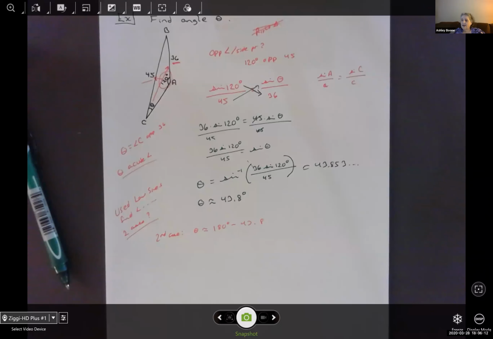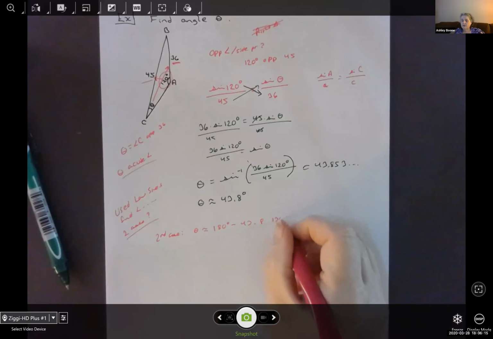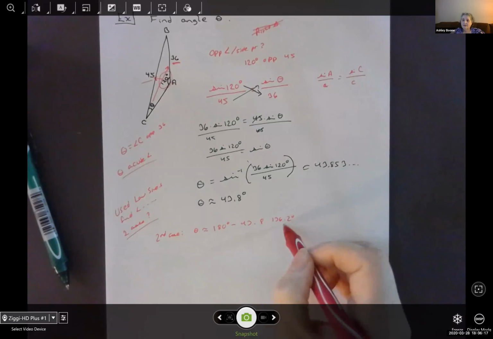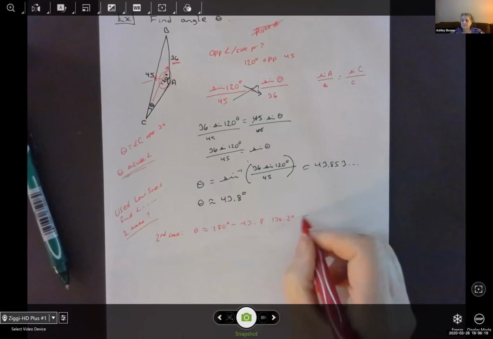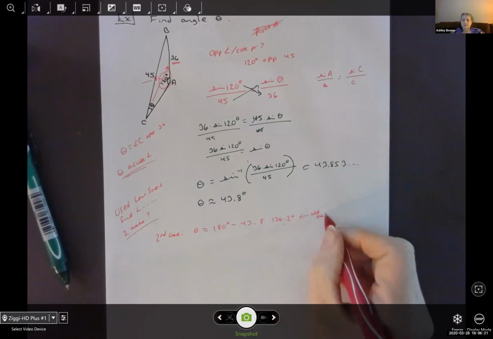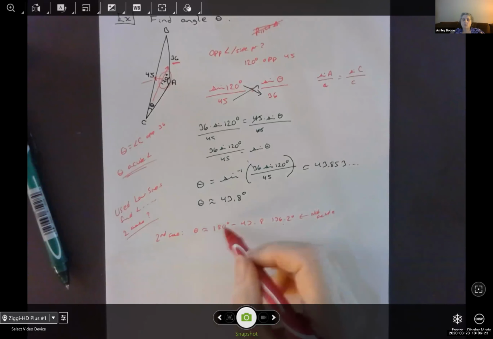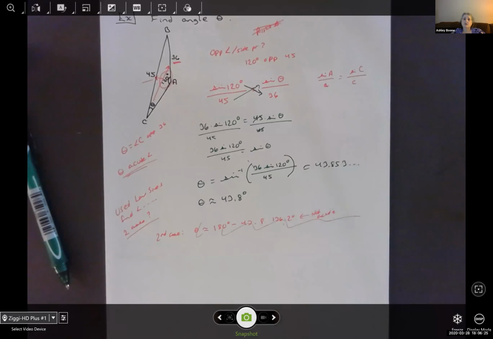And that is 136.2 degrees. That's definitely not acute. That's a huge angle. So that's not going to work. But also you could look at it like this.